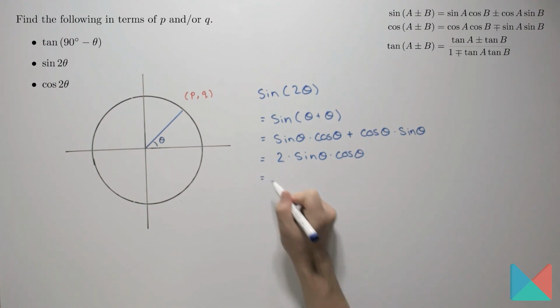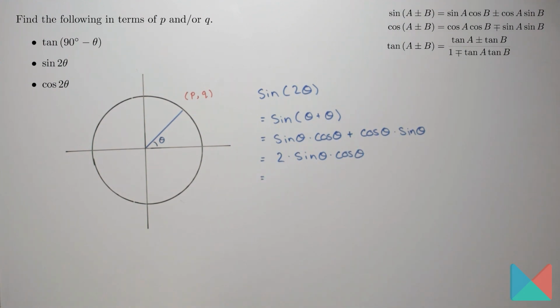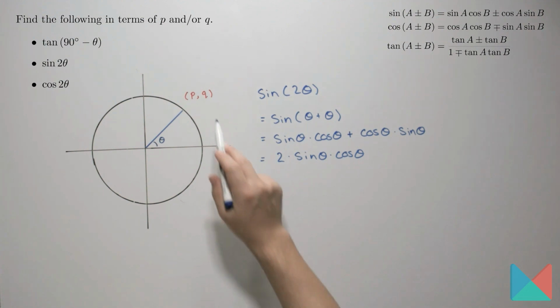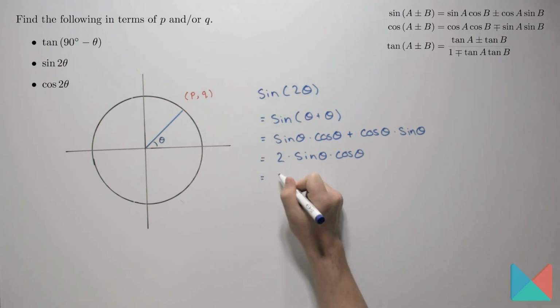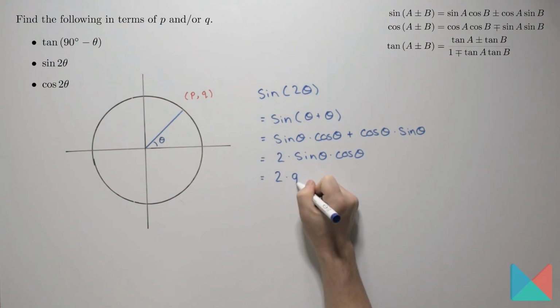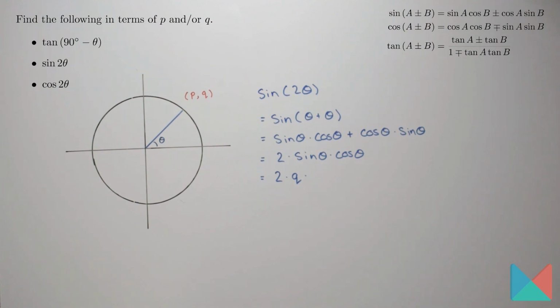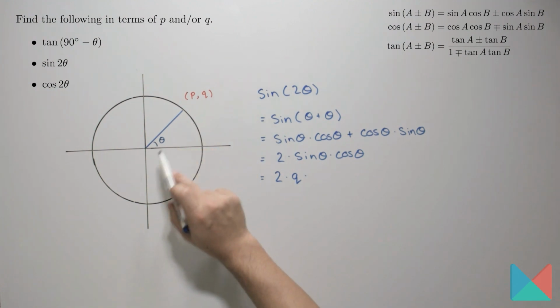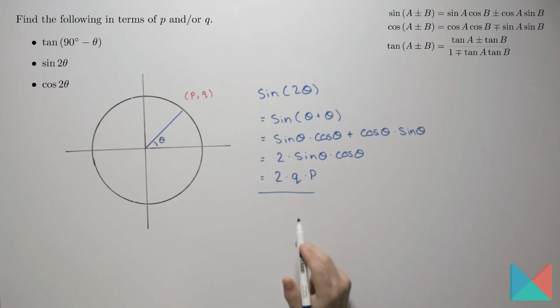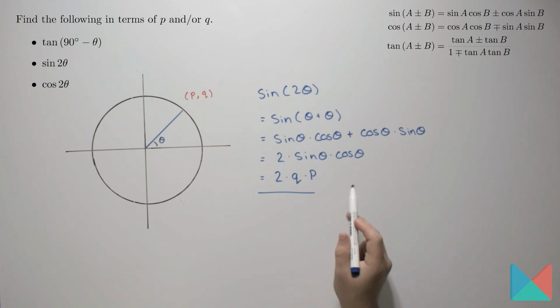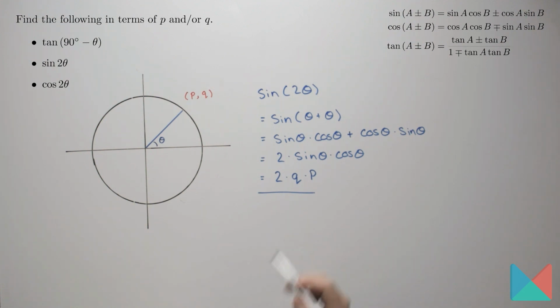And now making a substitution in terms of P and Q, we know that sine theta is going to be our y component on the unit circle. And so this will be Q. So we have 2 times Q times cos of theta, which is going to be our x component, which is going to be P. And so sine of 2 theta is the same as 2 times sine times cos, or 2 times Q times P in terms of P and Q.